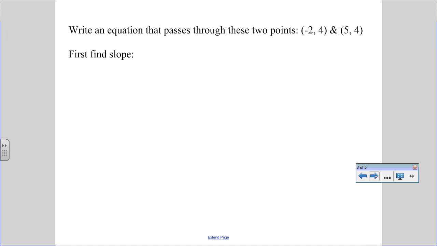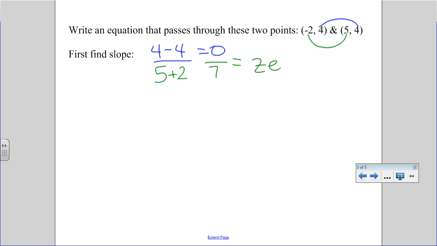I first need to find slope. I've got -2, 4, and 5, 4. So I'm going to do y minus y. I have 4 minus 4, which equals 0. Hopefully there's some thinking going on here. And then 5 minus a -2, which is 5 plus 2. Remember, 0 over 7 is 0 slope. Well, 0 slope is a horizontal line.